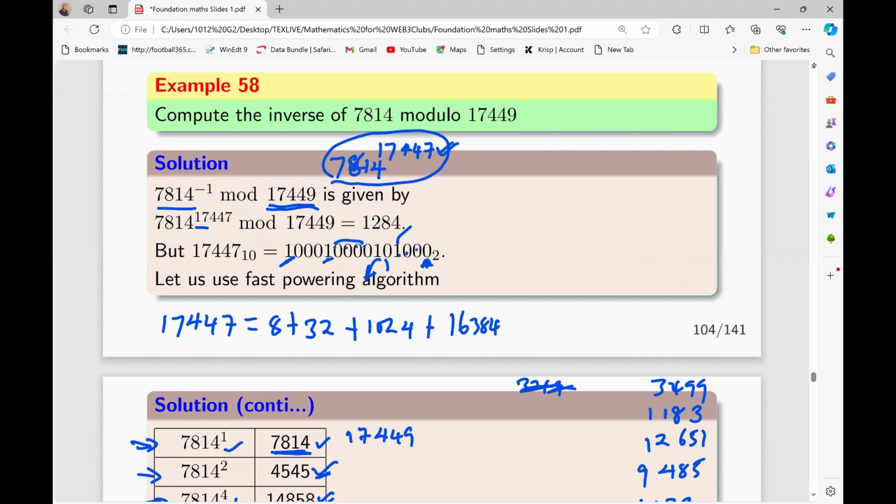Let's add them and see whether they add up to that. We've taken 8, then that 2, then plus 1024, then plus 16,384. What is that? It's giving me more by 1. What do I want? Have I added the correct things?